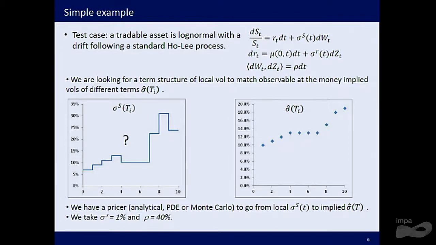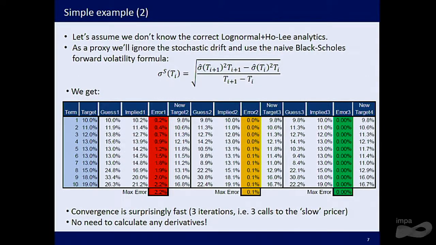And that let us go from sigma S to sigma, but not the other way. And let's say we don't know any proxy, we don't know any smart analytics with Ho and Lee, we are very naive, but we know how to calculate Black-Scholes forward volatility. So we're just going to use the standard forward vol function, and given the two implieds, we'll just estimate the local vol with that formula, which you'll all recognize.